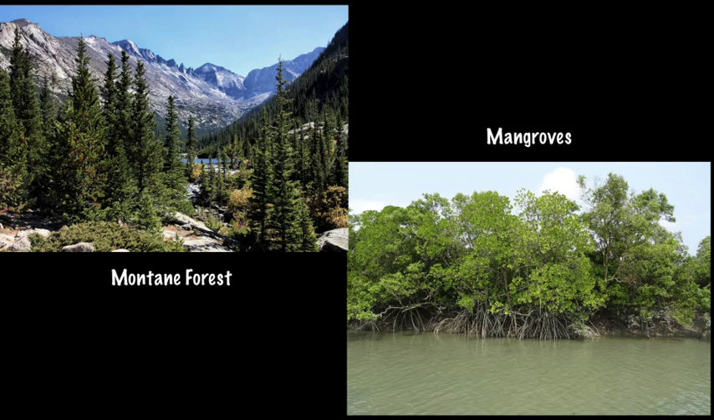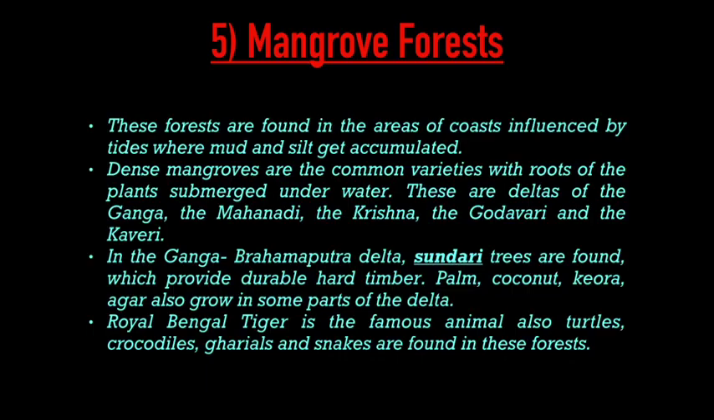You can see the mountain forest in the first image, and in the second image, the forest is a mangrove kind of forest. These trees are Sundari trees, which is the next topic of our discussion. So let's come towards the last type of vegetation, that is mangrove forest.